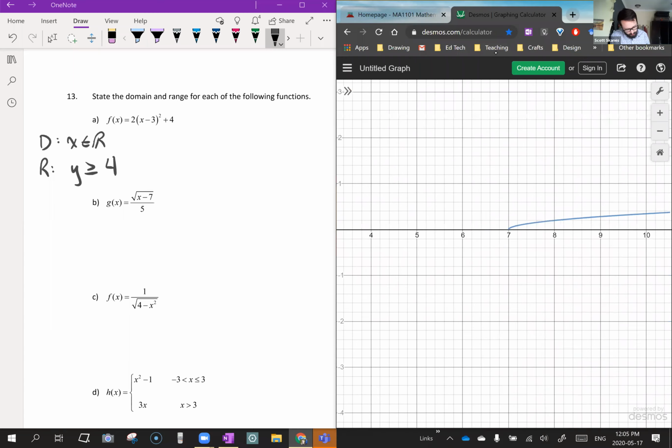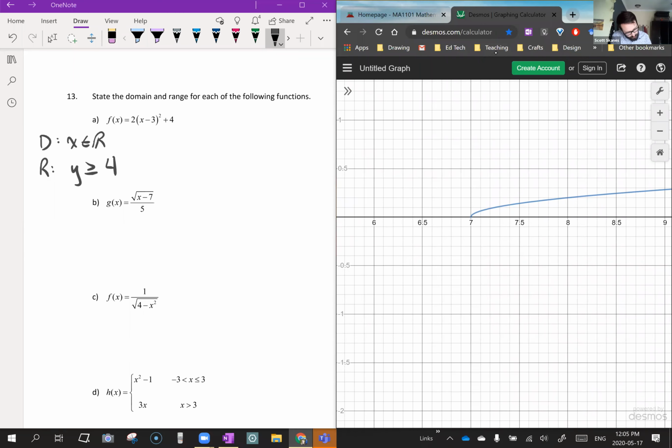What's our range and the domain? Well, the domain are all the possible x values. It looks like it needs to be 7 or bigger. So x needs to be greater than or equal to 7. The range here, it doesn't exist below 0, so the range must be everything greater than or equal to 0.